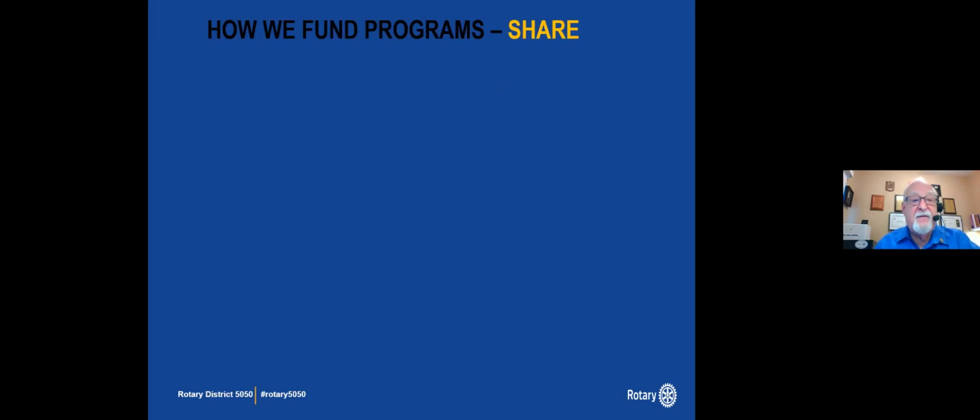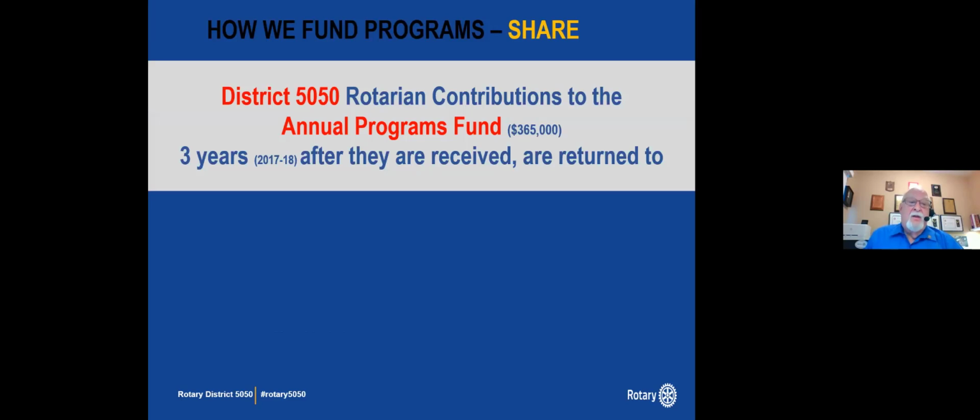Okay, how do we fund programs? We talk about programs. The Share system: donations we make are held by the Rotary Foundation for 3 years. So donations that were made in the years of 2017-18 are returned to us coming July 1. We already know how much money that is: $365,000. In the past few years, it's been about $400,000, so we're down a little bit, and I'll explain that to you in just a little while. But we know that money is going to be coming back to us.